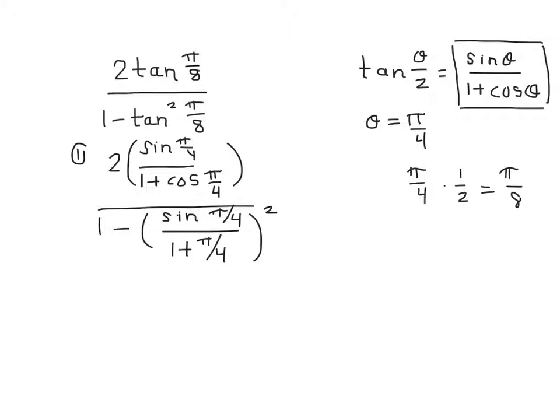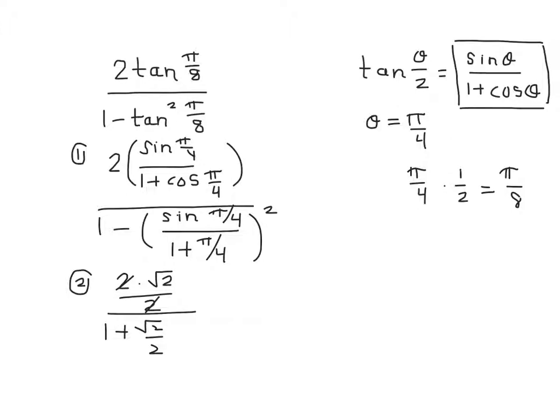In step 2 now, I'm going to go ahead and plug in my exact values that I know from my unit circle. So once again, starting with the numerator, that 2 out in front can just be put on top with the sine of pi over 4 because it's 2 over 1 times that fraction. So I'll have 2 times the sine of pi over 4, which is square root 2 over 2. Clearly we see those 2's are going to cancel. Over 1 plus the cosine of pi over 4, which is also square root 2 over 2.